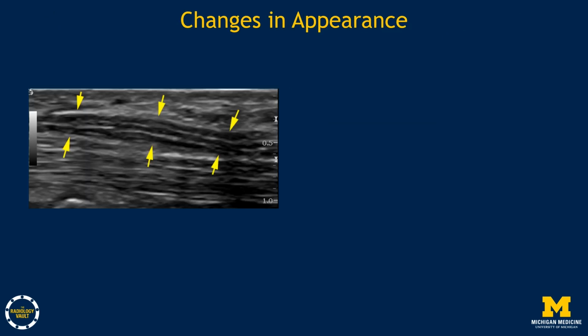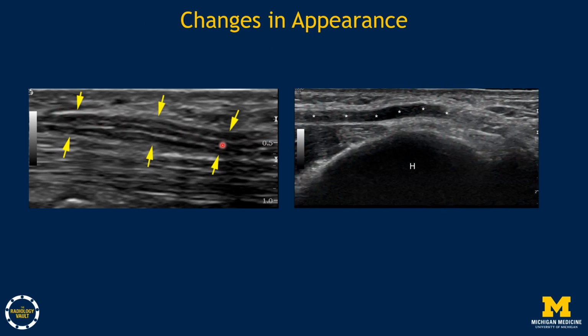The honeycomb appearance may be lost in the context of neuropathy, and here's an example. You get a normal appearing multifascicular nerve in the long axis, and in comparison, this ulnar nerve at the elbow has undergone hypoechoic changes with loss of the normal multifascicular structure in the case of the ulnar neuropathy.